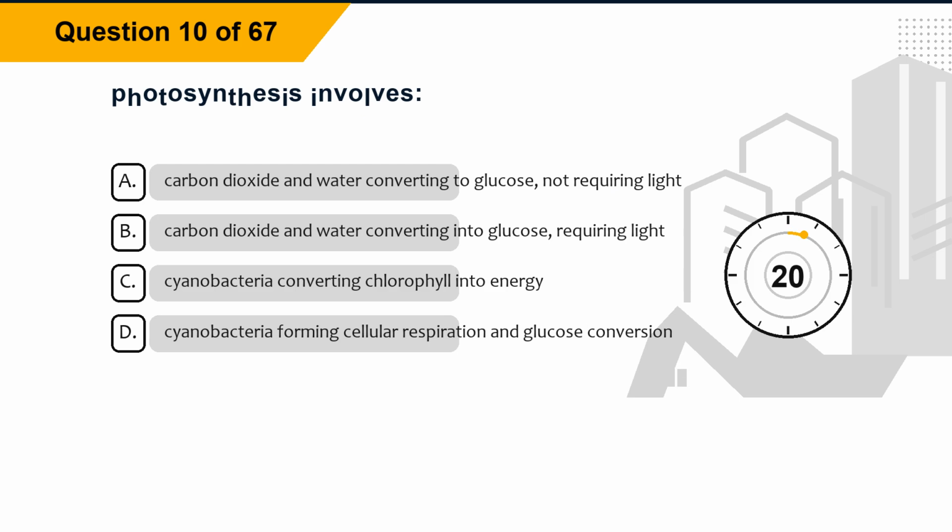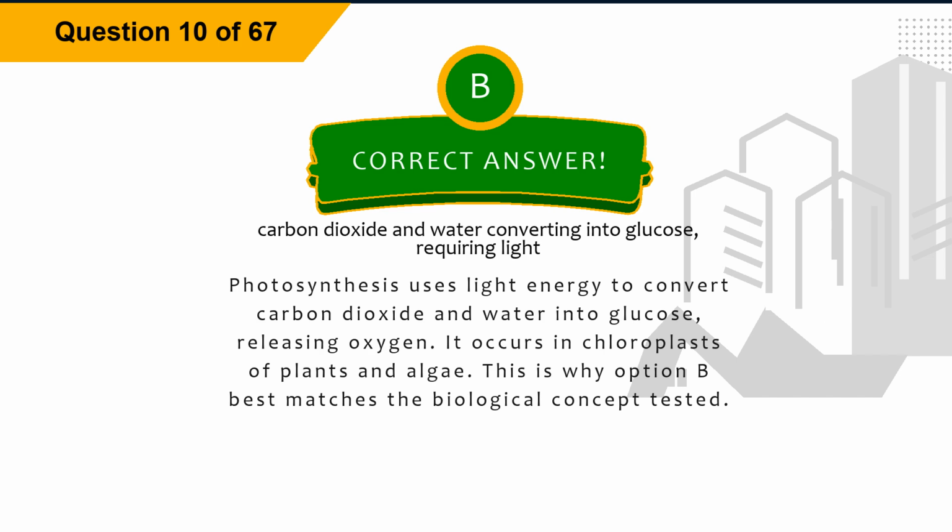Question 10. Photosynthesis involves: Option A, carbon dioxide and water converting to glucose, not requiring light. Option B, carbon dioxide and water converting into glucose, requiring light. Option C, cyanobacteria converting chlorophyll into energy. Option D, cyanobacteria forming cellular respiration and glucose conversion. The correct answer is option B, carbon dioxide and water converting into glucose, requiring light.